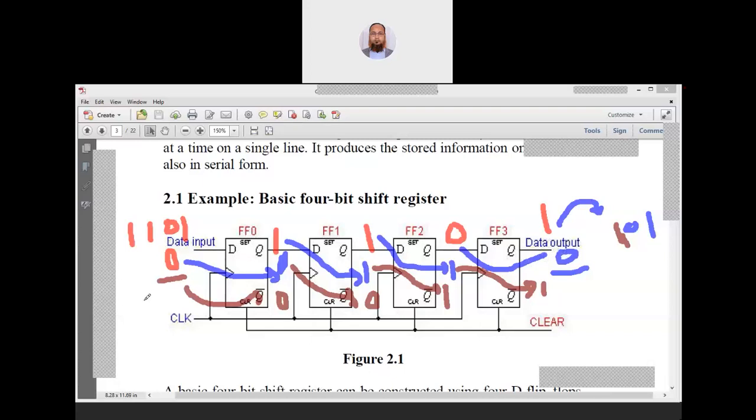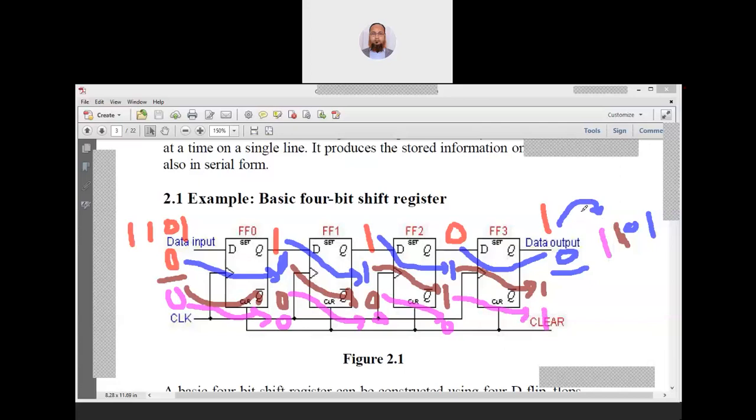Again the input is 0. So what happens? Input is again 0. We have kept the input constant to 0, so the 0 moves here. This 0 moves here. And this 1 moves here. So what we have now outside is 110. So this data is available outside.